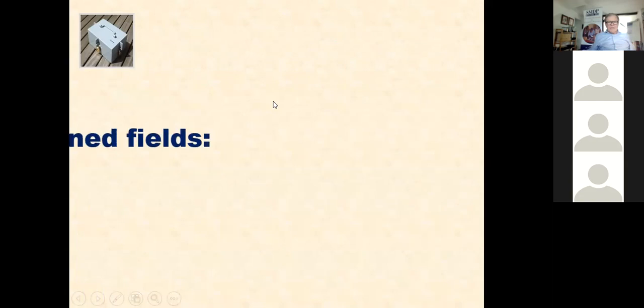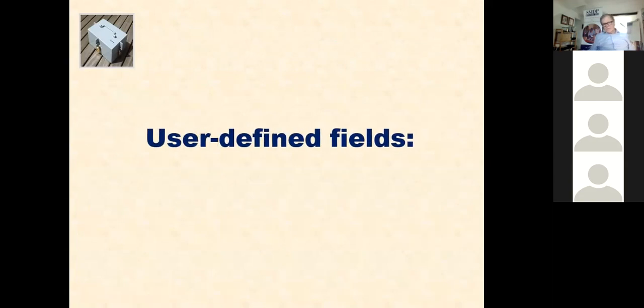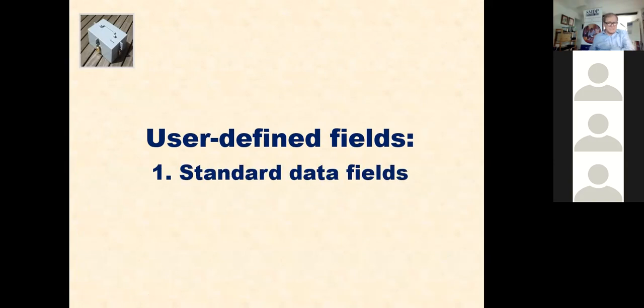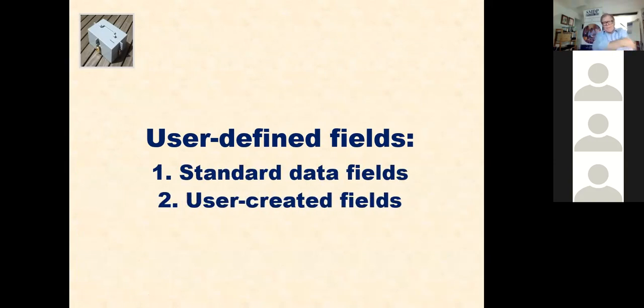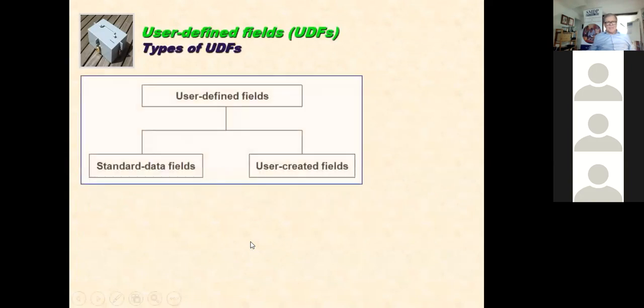Right. So we have two types of user-defined fields. These are fields which you want, but which are not necessarily required by the system. We have what we call standard data fields, and we have user-created fields. Now, let me explain the difference between them, because standard data fields and user-created fields are all going to be fitted under user-defined. And that must sound a bit confusing because I've used the word standard here. But let me be clearer about it. Here's a diagram. We have two different types of user-defined fields, standard data fields and user-created fields.